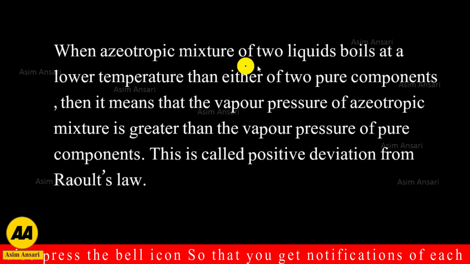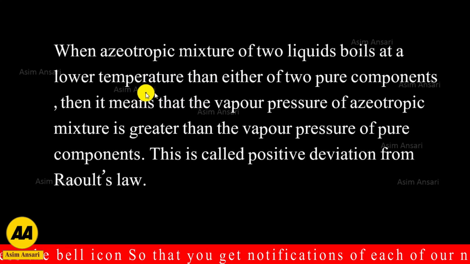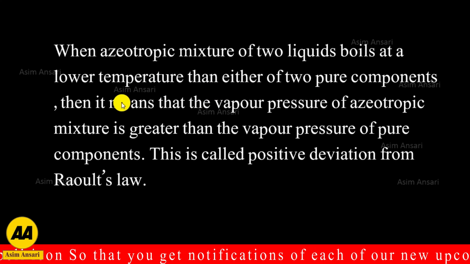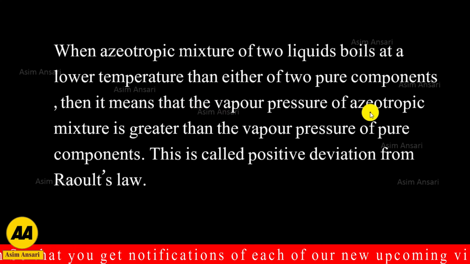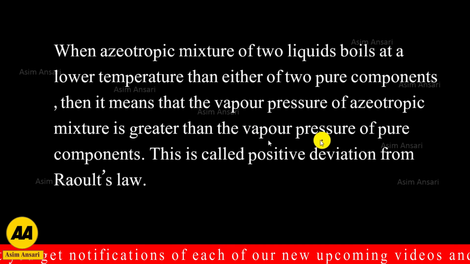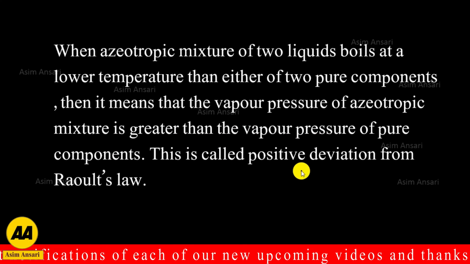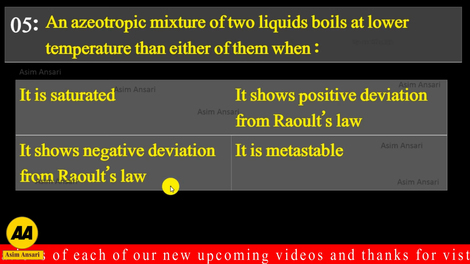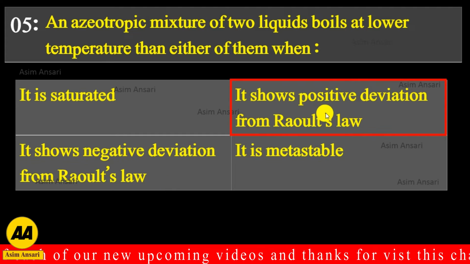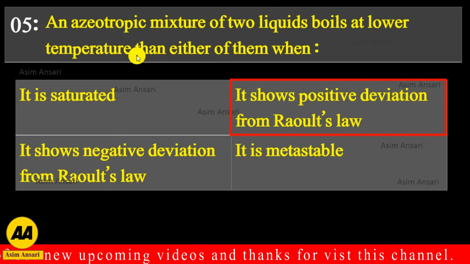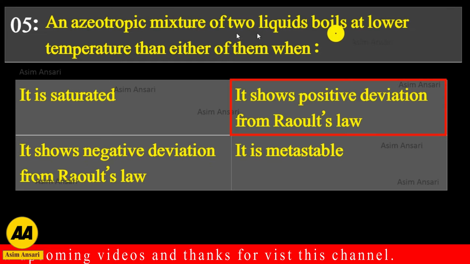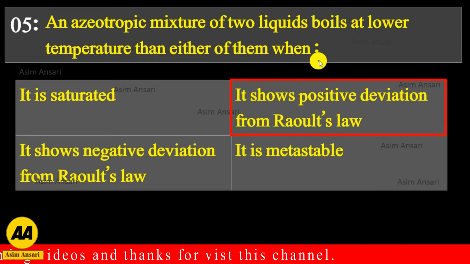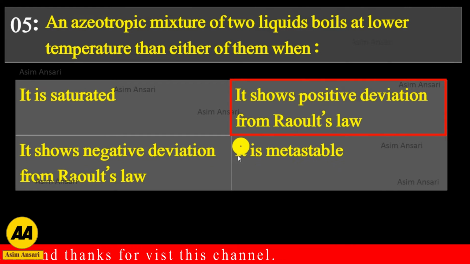When an azeotropic mixture of two liquids boils at a lower temperature than either of the two pure components, it means that the vapor pressure of the azeotropic mixture is greater than the vapor pressure of the pure components. This is called positive deviation from Raoult's law. So the exact answer is: it shows positive deviation from Raoult's law, meaning an azeotropic mixture of two liquids boils at a lower temperature than either of them when it shows positive deviation from Raoult's law.